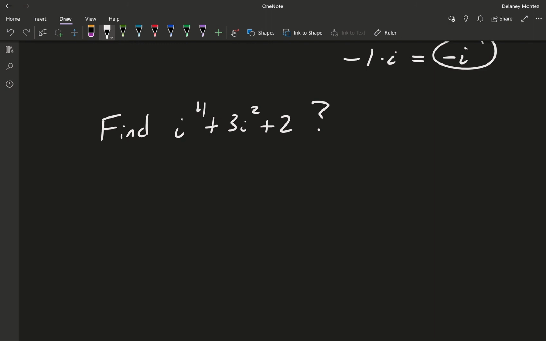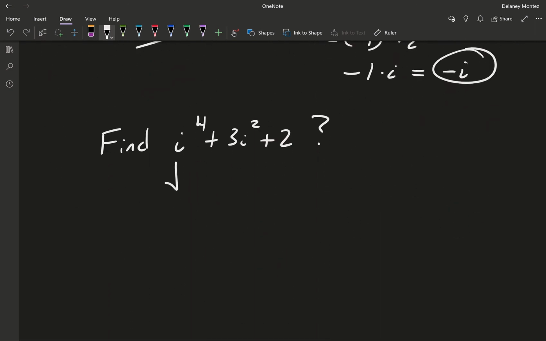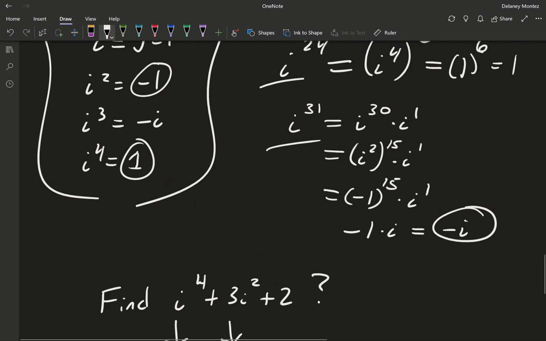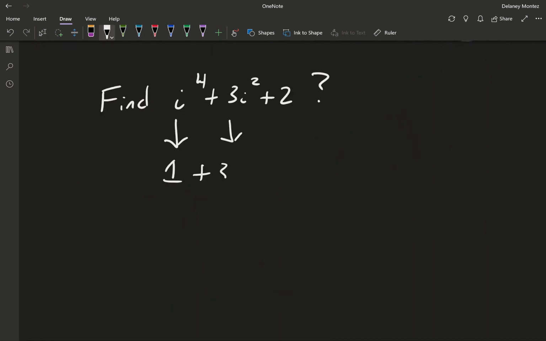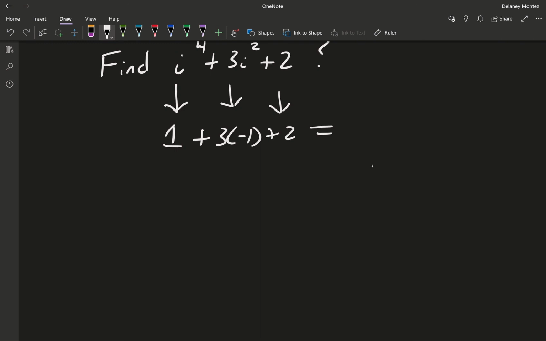Okay, so hopefully you came back from this video, and if you have that table, this is going to be really easy, right? i to the 4 is 1, so this becomes 1 plus 3i squared. What's i squared? This is going to be plus 3 times negative 1, right? This comes down to plus 2. So this is simply 1 plus 2 is 3, minus 3. This is just going to be 0, straight up. So that's not bad.